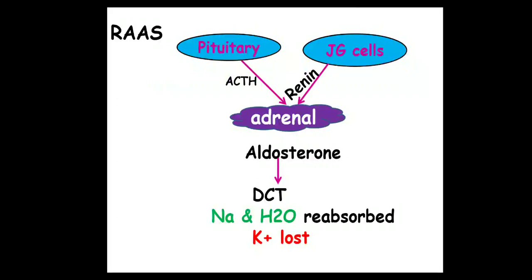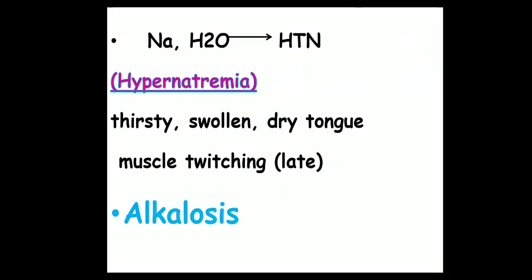And what is happening in hyperaldosteronism? There will be increased retention of sodium and water. This hormone function is exaggerated. So what happens is it will definitely lead to hypertension and there will be hypernatremia. Important features of hypernatremia are thirst. The patient feels thirsty and there will be changes in the mucous membrane, especially a swollen, dry tongue. And the late sign is muscle twitching, or you can say the DTR will be increased. So that's a very important feature of hypernatremia.